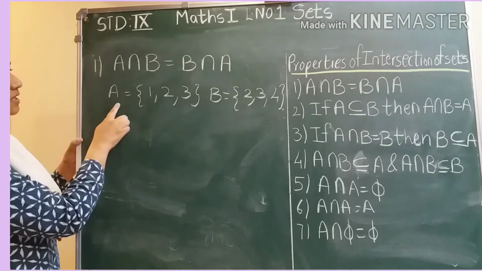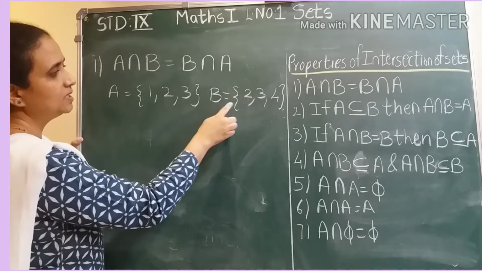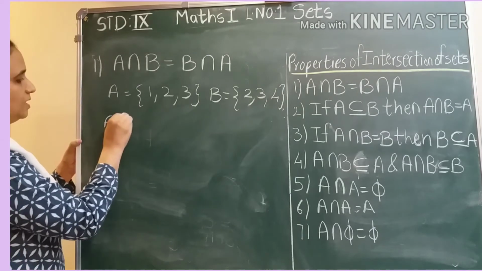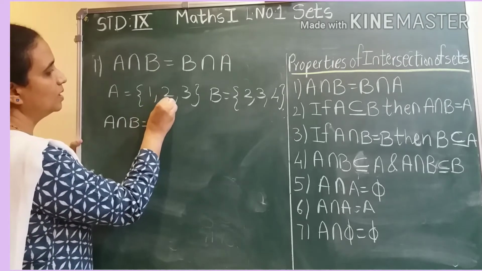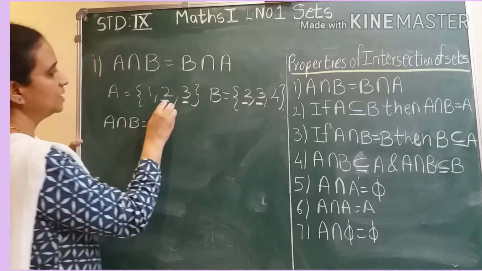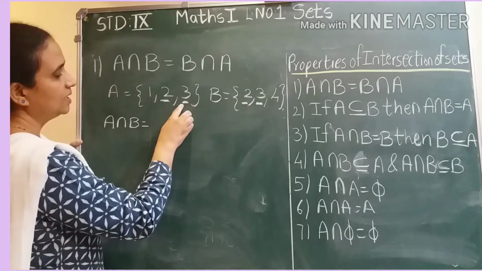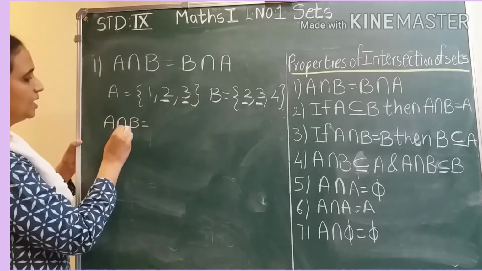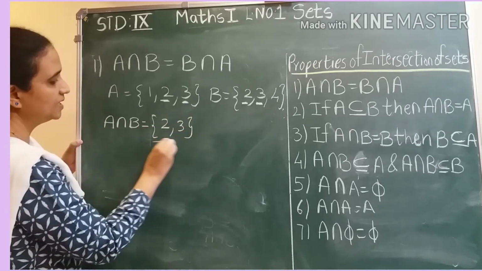Set A contains the elements 1, 2 and 3. Set B contains the elements 2, 3 and 4. Now first we will write A intersection B. A intersection B means what? The elements which are common in set A and in set B. So here you will see 2 is the common element in A as well as B. 3 is a common element in set A as well as set B. So A intersection B is nothing but the elements 2 and 3. This is the set that we get.